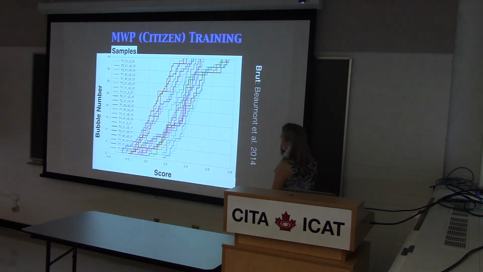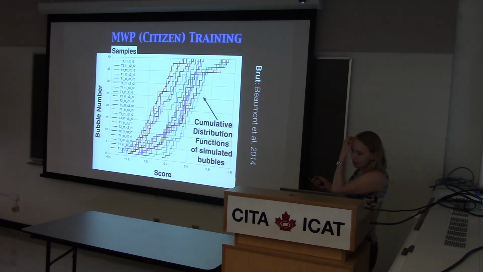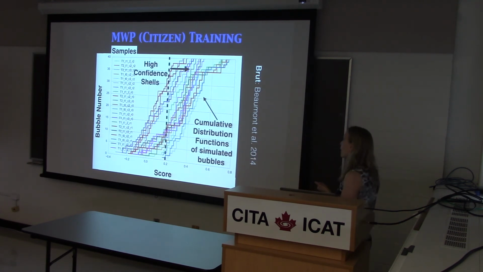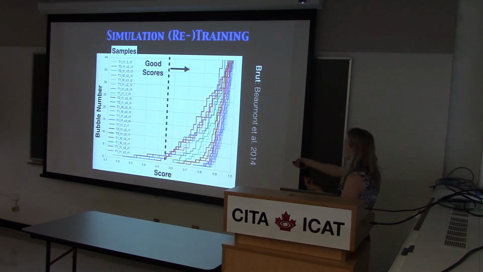So Duo has some preliminary results where he's making cumulative distribution functions of the bubble number. And this bottom axis is the score, which is one of the outputs for the likelihood of the object being a shell. So high confidence shells are here, and low confidence shells are over here. You can retrain it using simulations, and it moves the entire distribution to the right. So the simulations are helping, at least in part.